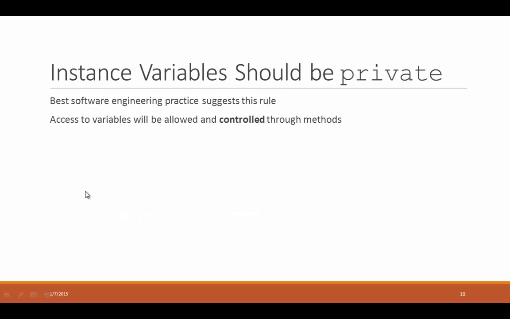And for instance variables, you have one choice: private. And that's going to be checked. When you create a class, the testing code I'm going to provide actually goes in and makes sure you made those private. Best software engineering practice suggests this. It means the access to the variable can be controlled. And this is extremely important. We want to be able to control access to things.